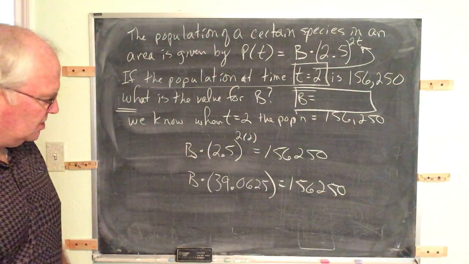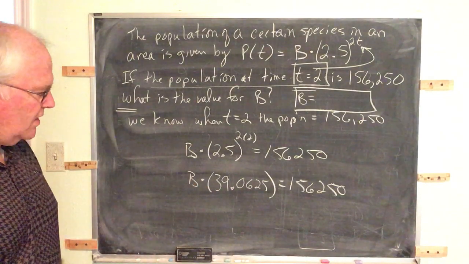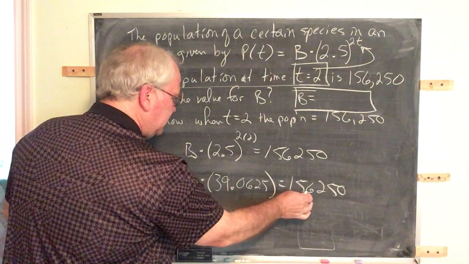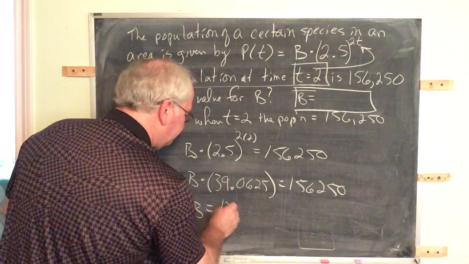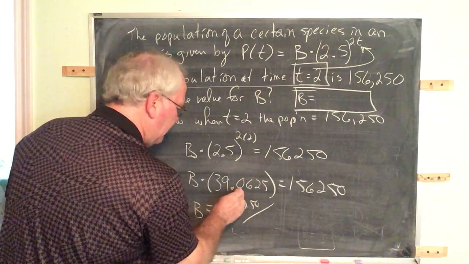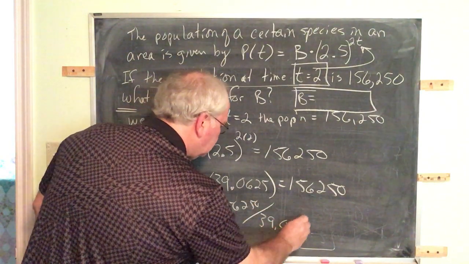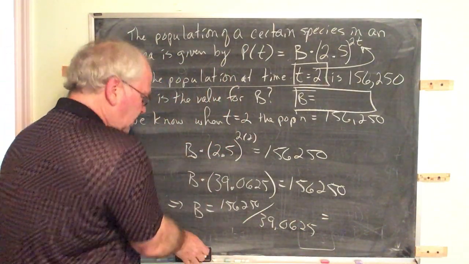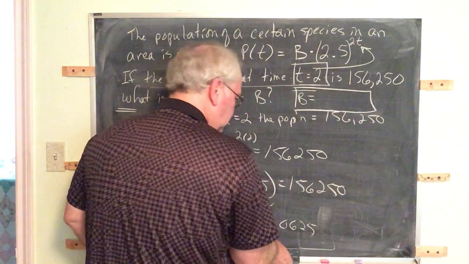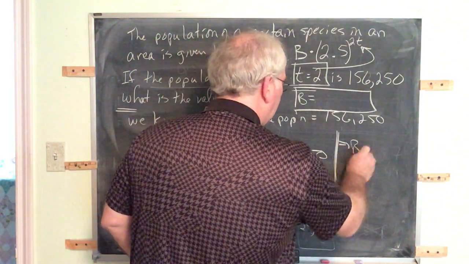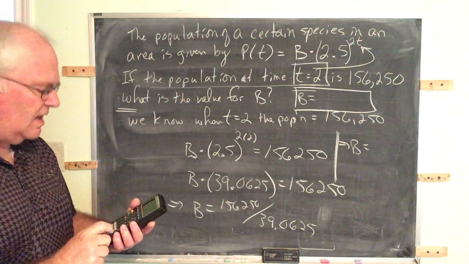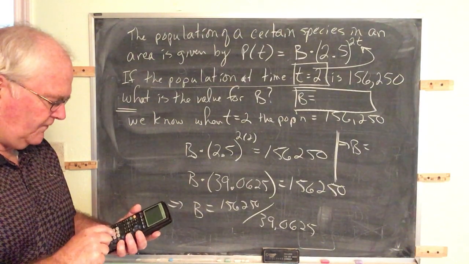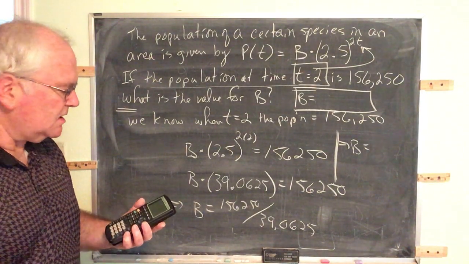Well, that's not brutally challenging algebra. Divide both sides of that equation by 39.0625. So it's 156,250 divided by this value. I'm running out of space, so I'll just write it here. So what does that imply? That implies that I'm going to take 156,250 divided by the previous answer, and that's 4,000.